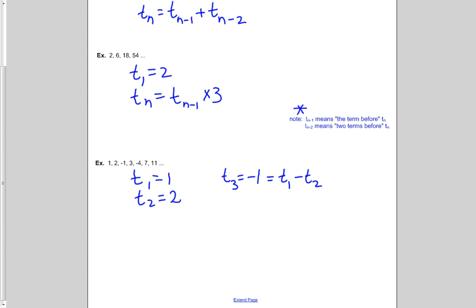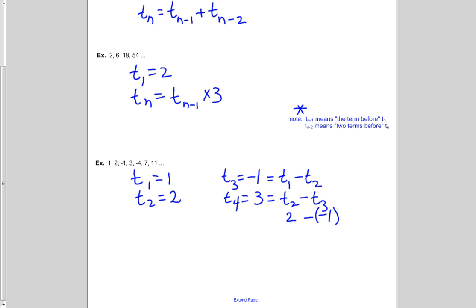Would that work for the next one? T4 is 3. Would it be true that that would be term 2 take away term 3? So it's following the same pattern as the one above. Term 2 is 2. Term 3 is negative 1. Is 2 take away negative 1 equal to 3? Yes, that pattern holds if you look further on down the line as well.